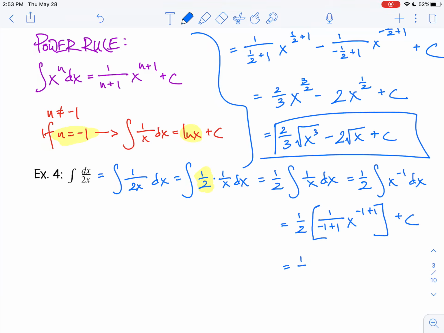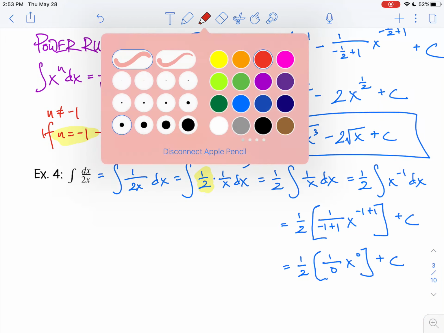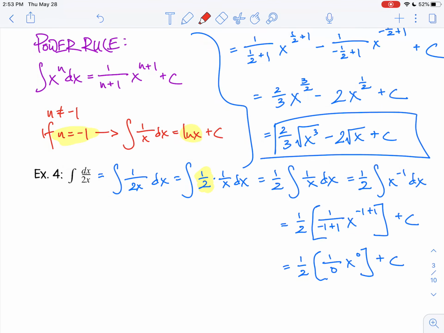And then we'd get 1/2 1 over 0, x to the 0 plus c. Now that is very, very problematic. And by that, I mean that 0 in the denominator, okay? So when we get here, it becomes undefined and we can't go any further. So that's why we cannot use the power rule.